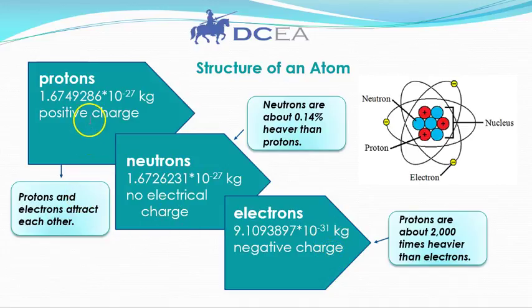Protons and electrons attract each other. This is something we've learned before, and that's one of the things that holds the nucleus together, and also attracts the electrons. So the atoms are made up of these three smaller particles, and they all have different properties.